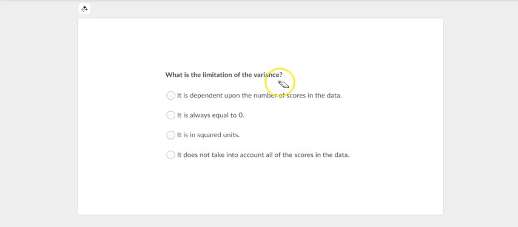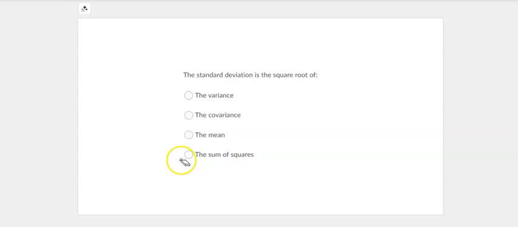Now what is the limitation of the variance? The variance is in square units. So you have to make it a square root unit, and that is the standard deviation. The variance is just one step before obtaining the standard deviation, and the standard deviation is the square root of the variance. I just said that. You obtain the sum of squares, divide by n minus 1, where n is the total number of participants, and then you obtain the variance. You take the square root of the variance, and that is the standard deviation.